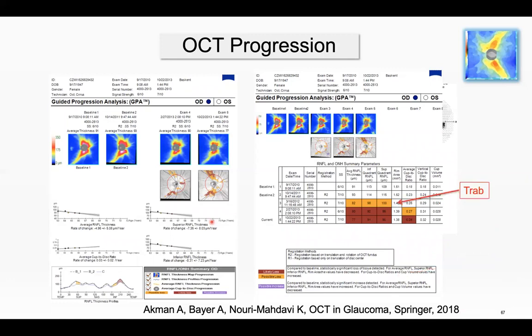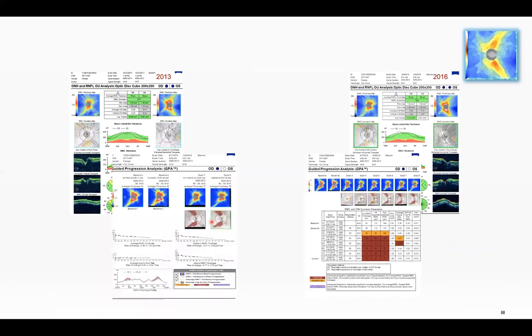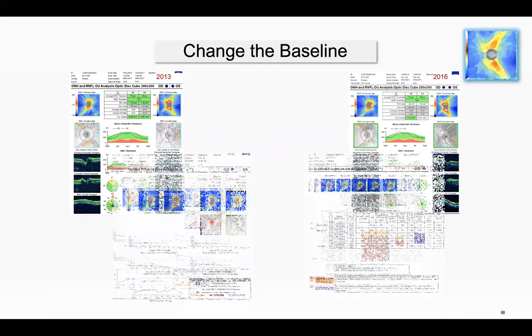A trabeculectomy was performed here in 2013. Her OCT reports just after the trab in 2016. If we check the progression report with original baselines, we still see a lot of progression. Look at this. But if we change the baseline to the date of the trab, now we see the patient is stable.